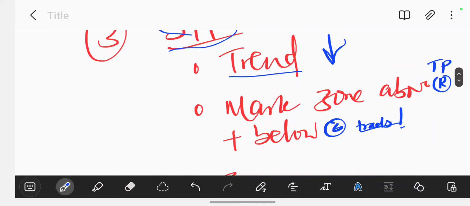I clearly remember our H4 is going down, and we can't buy from H4 demand. We can't buy from H4 demand. Why? Because H4 is not going up. Why are we buying from H4?